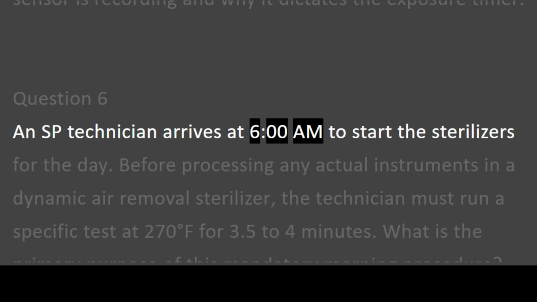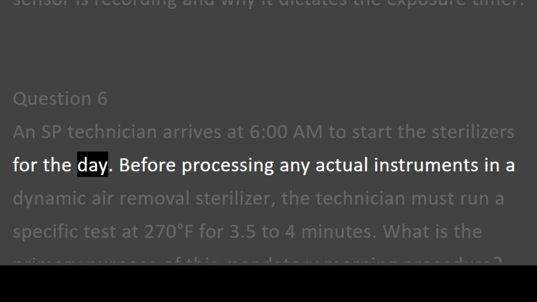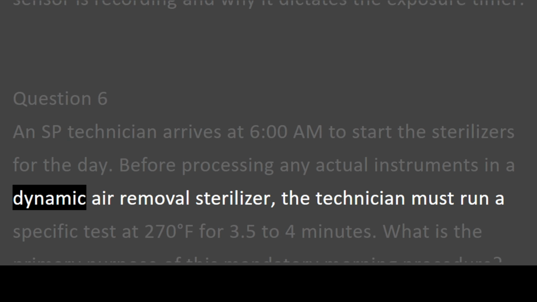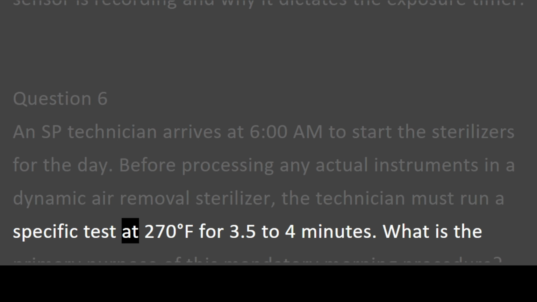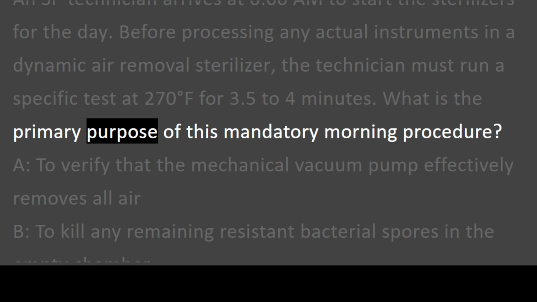Question 6. An SP technician arrives at 6 a.m. to start the sterilizers for the day. Before processing any actual instruments in a dynamic air removal sterilizer, the technician must run a specific test at 270 degrees Fahrenheit for 3.5 to 4 minutes. What is the primary purpose of this mandatory morning procedure?